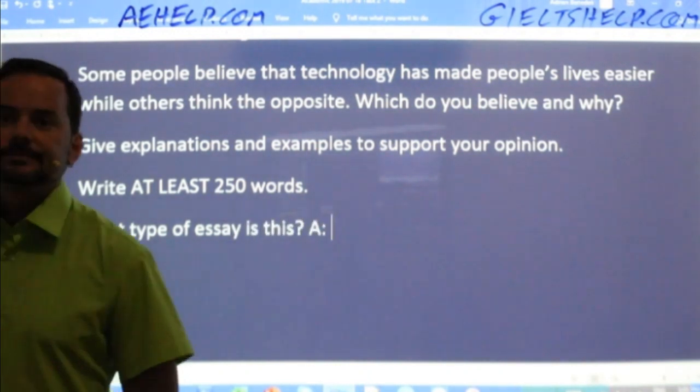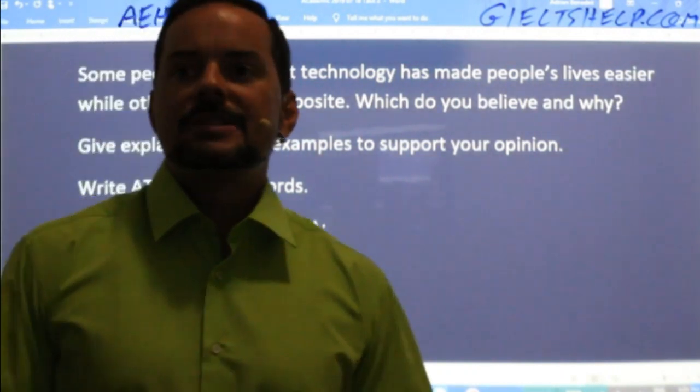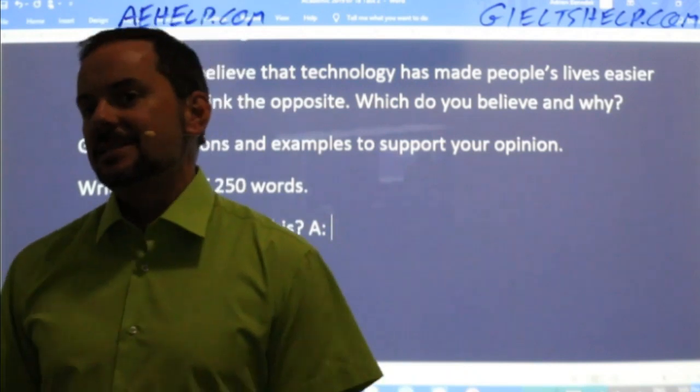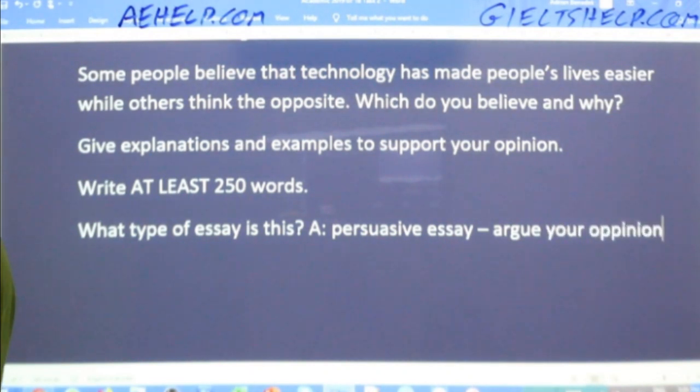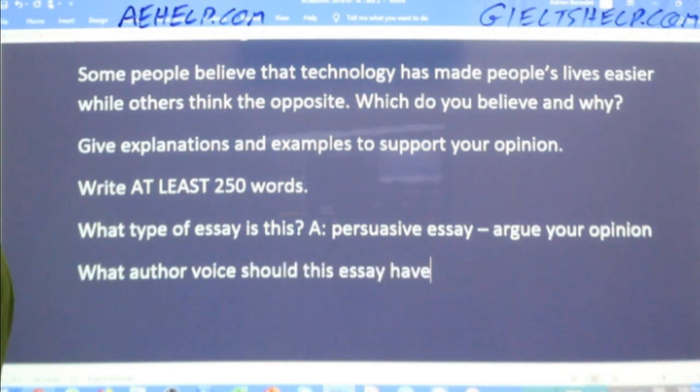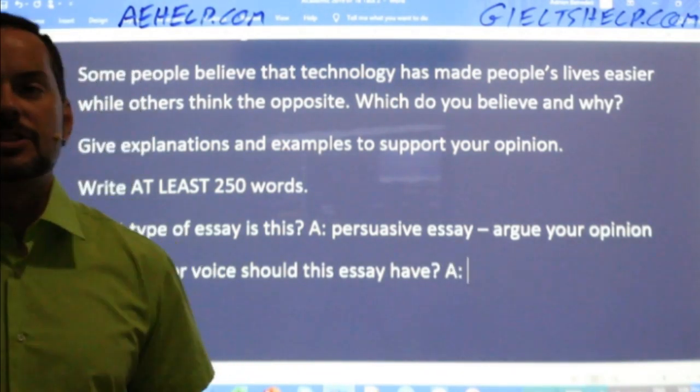Macpreet said it's debatable. Marasa says it's a persuasive essay. Yeah, exactly. It means you have to argue your opinion. And what author voice should this essay have? So it's a persuasive essay. You're trying to convince your audience.